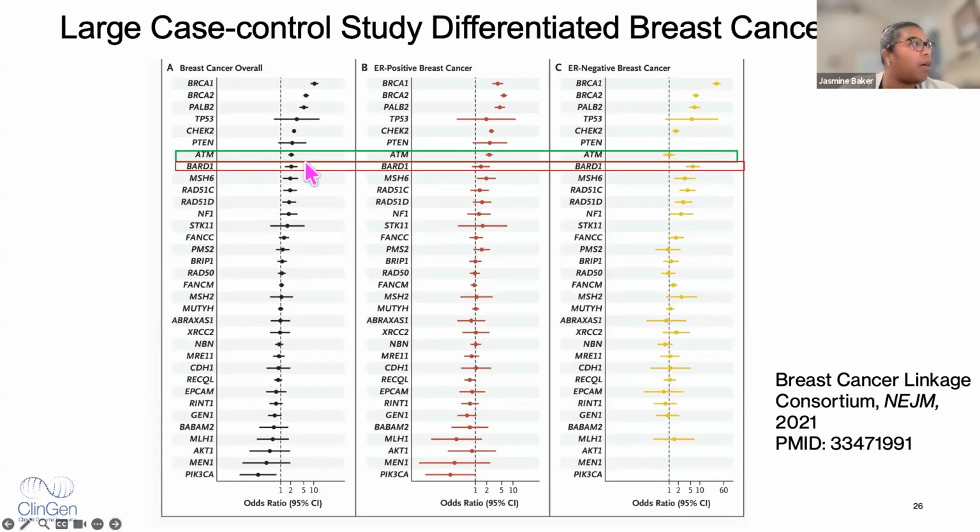You can see overall that the odds ratios were over here, closer past this dash line, so past 1. But as you look here for positive and negative, you can see that there is a differential between ATM and BARD1 in regards to the estrogen receptor being expressed or not in the types of breast cancer. This was also very important when we were assessing some of the newer literature that is continuously coming out about triple negative breast cancer as well.